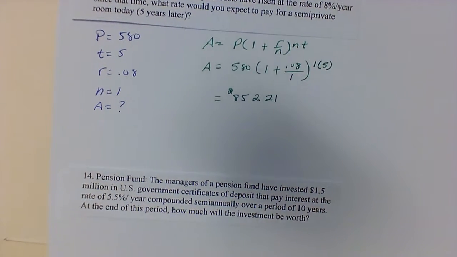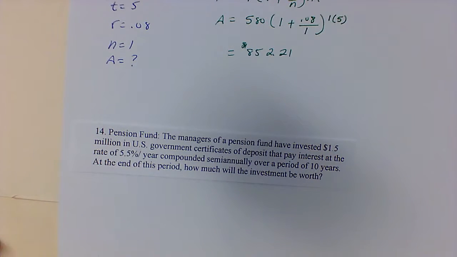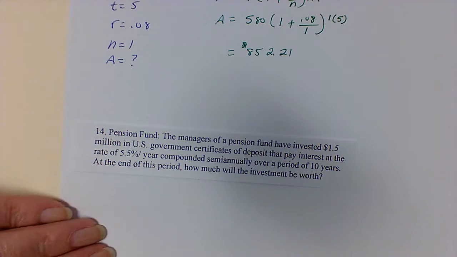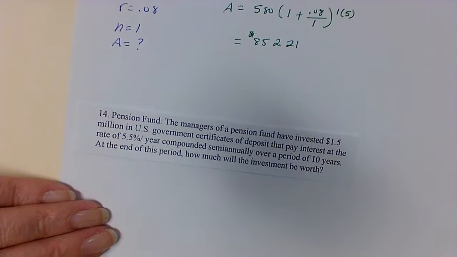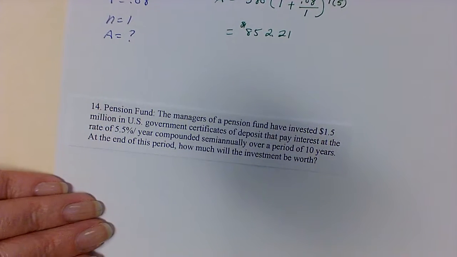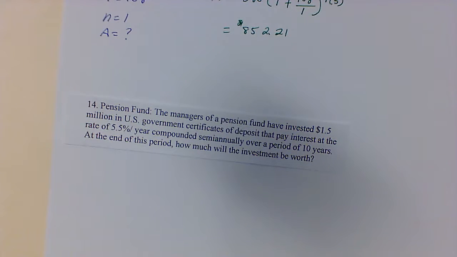So for number 14, we are looking at pension funds. As we look at the pension funds, the managers of a pension fund have invested $1.5 million in U.S. government certificates of deposit that pay interest at the rate of 5.5% per year, compounded semi-annually over a period of 10 years. At the end of the period, how much will the investment be worth?